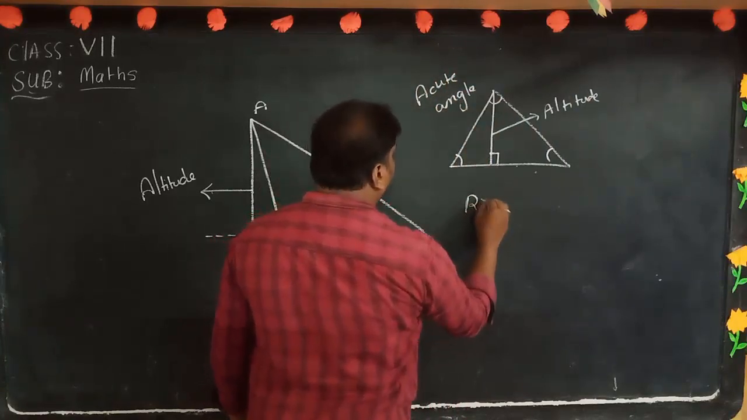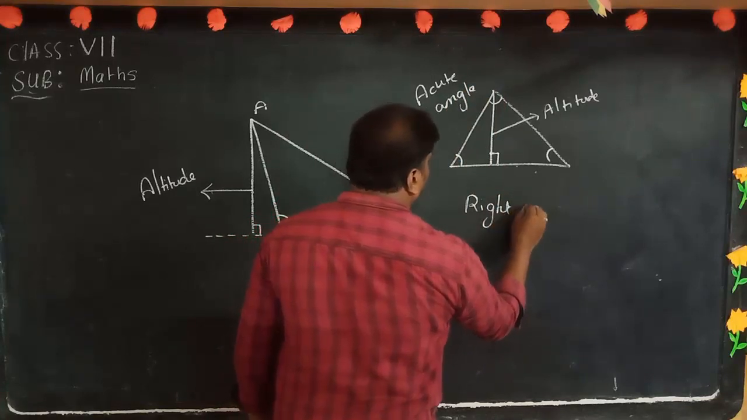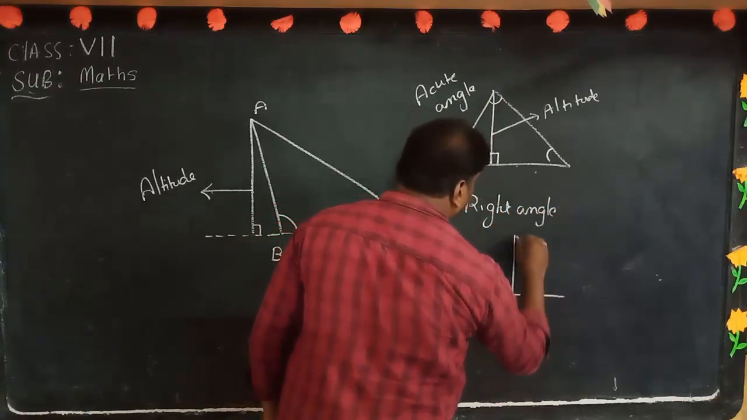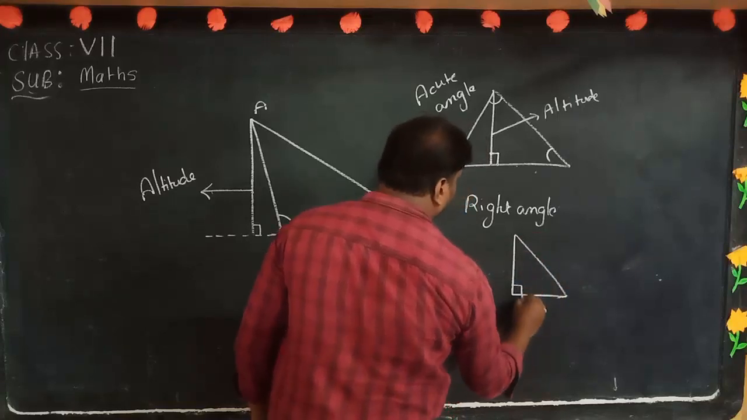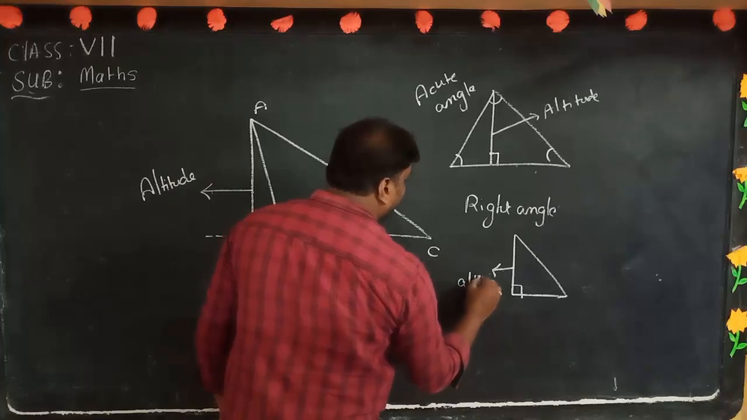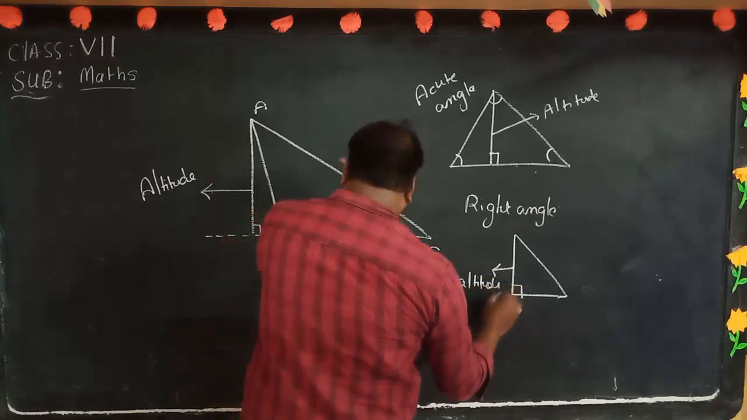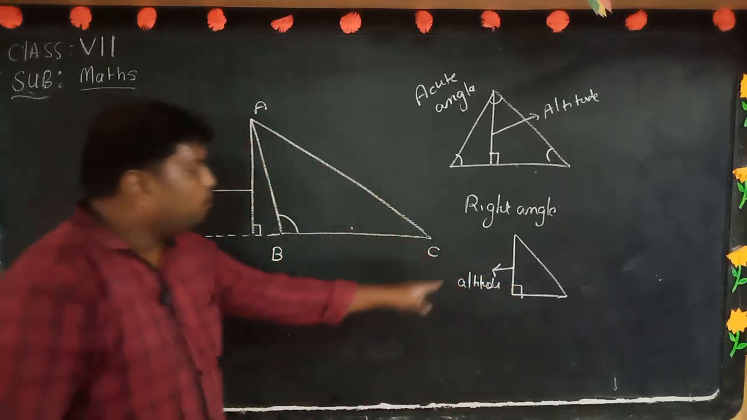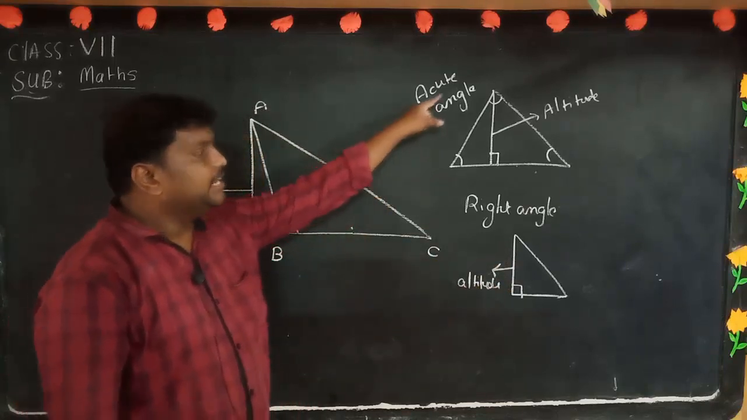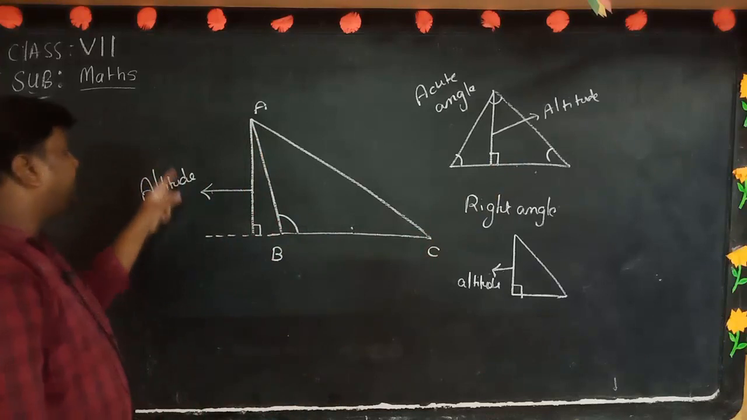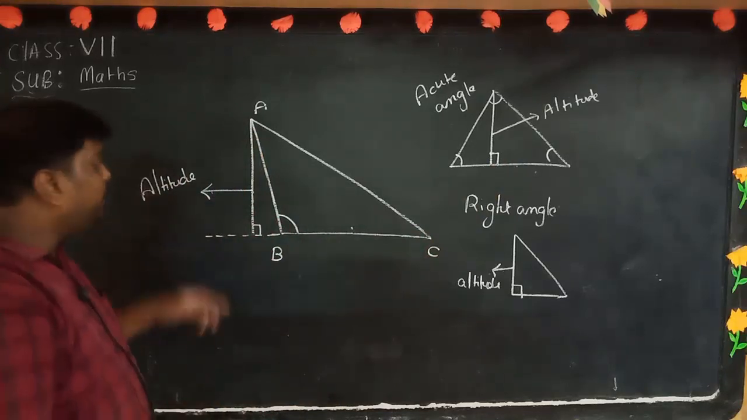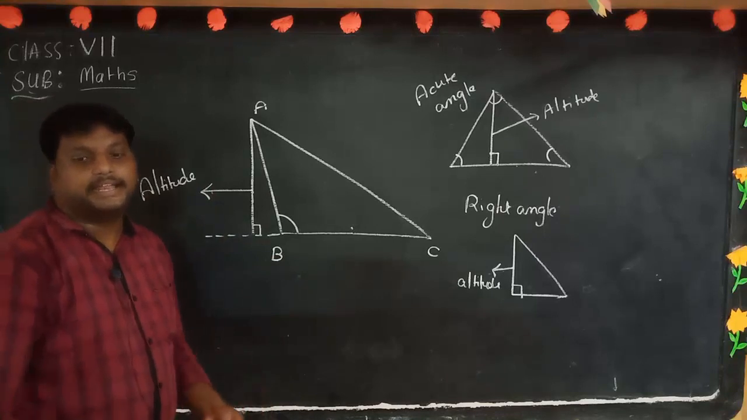Next, the right angle triangle, which we already discussed. This is the altitude. In a right angle triangle, one of the sides is the altitude. In an acute angle triangle, it will be inside. In an obtuse angle triangle, it will be outside of the triangle.